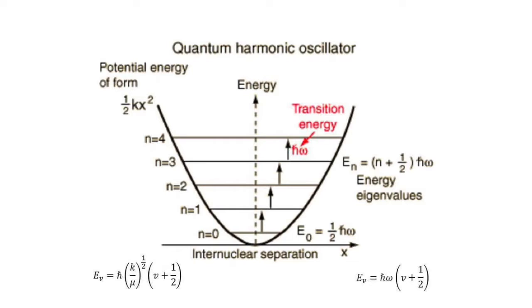This equation determines the energy for each level, but it is known that the spacing between each level for the harmonic oscillator remains the same as h bar omega. These energy levels are quantized, which plays a role in IR absorption.